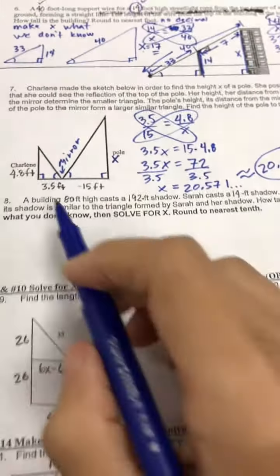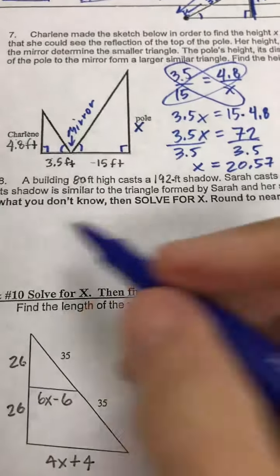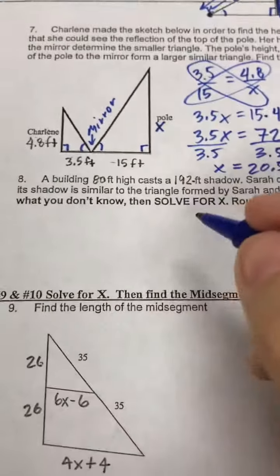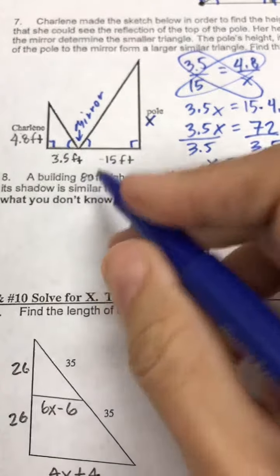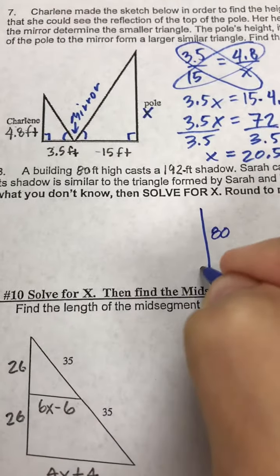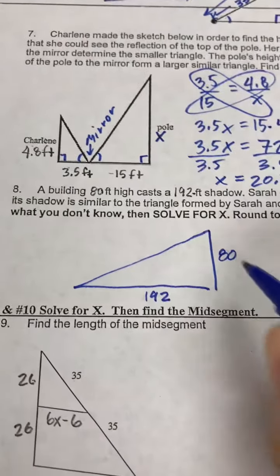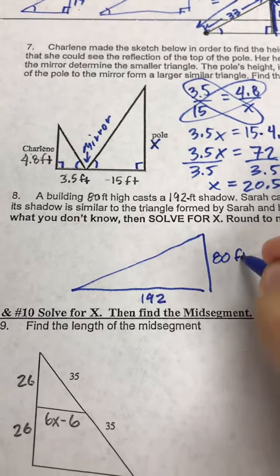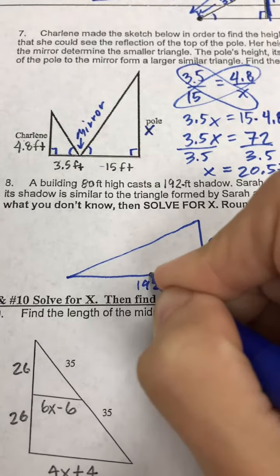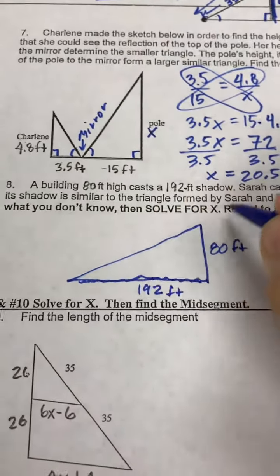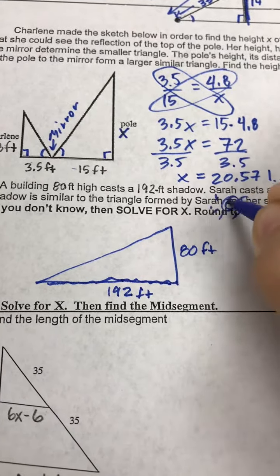Uh-oh. Here's what we've been waiting for. They didn't draw a picture, so I'm betting it's a mommy and a baby. Now, a building, here's a building. It says an 80-foot tall building casts a really big shadow. So that sounds like my mommy. So an 80-foot building casts a 192-foot shadow. And so shadows live on the ground. So the sun's probably up here somewhere. I'll just make a picture of a sun.